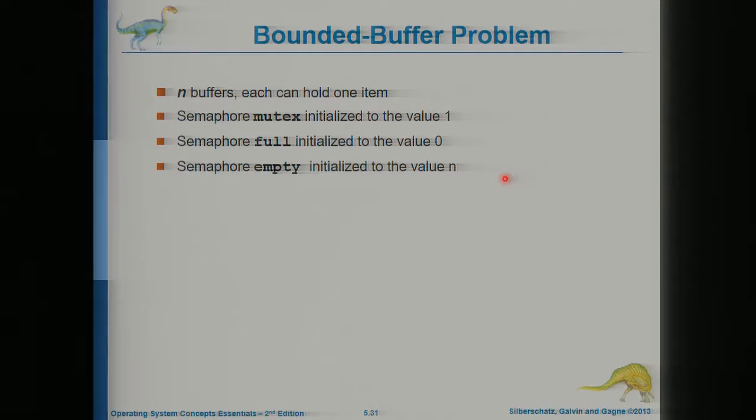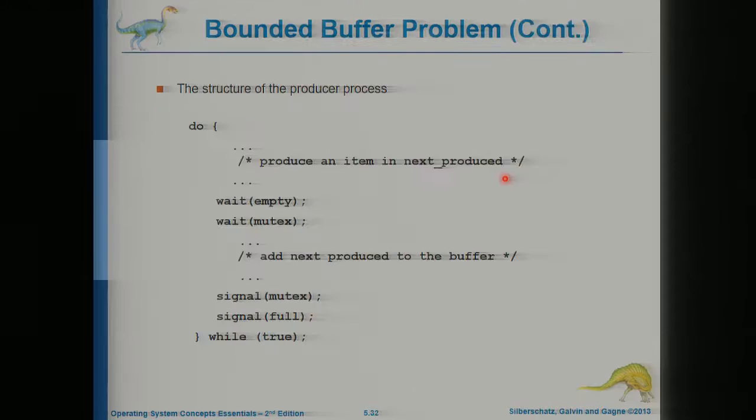So let's see. Mutex is a semaphore that is used for mutual exclusion. Full is to check whether there are items in the buffer, and empty is to check whether there are empty buffers. Empty indicates the number of empty blocks, and full indicates the number of full blocks. So the number of chairs that are already occupied is indicated by full, and empty indicates how many chairs in the classroom are not occupied. So that is how you can understand this. This is the structure of your bounded buffer problem.